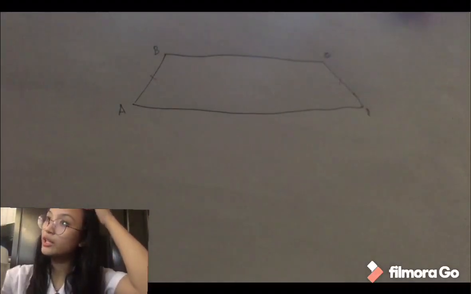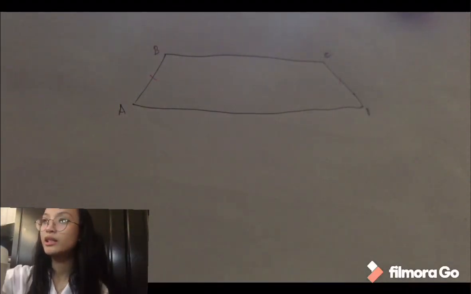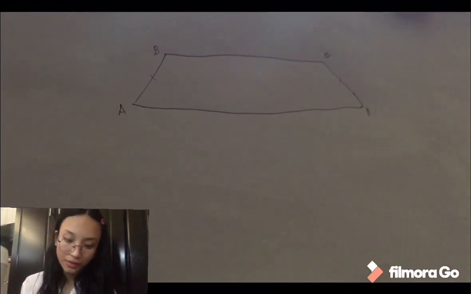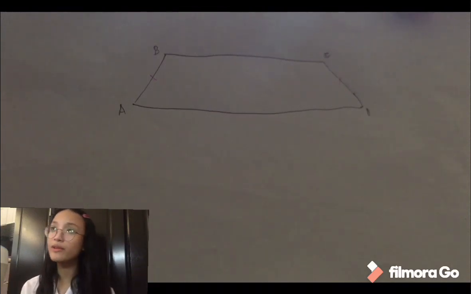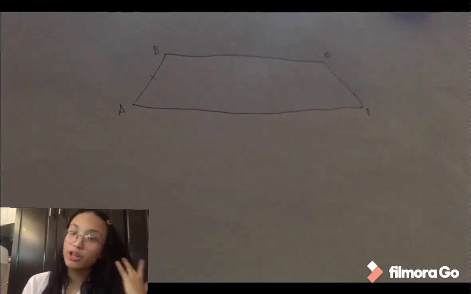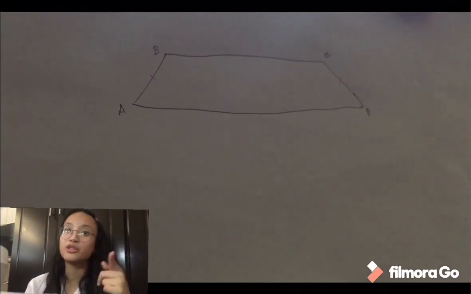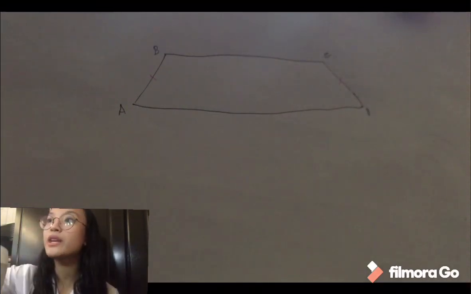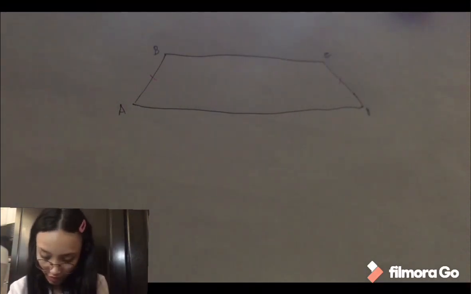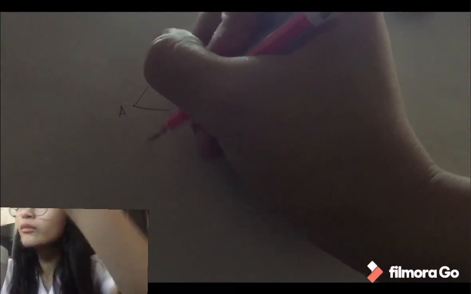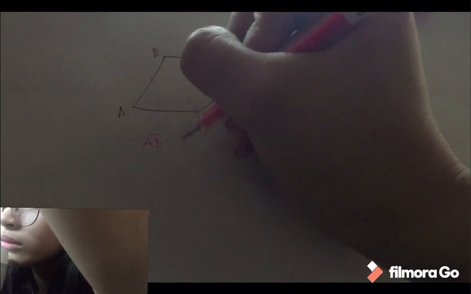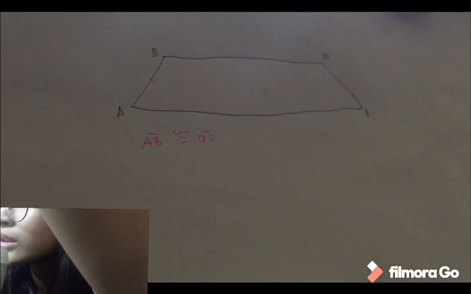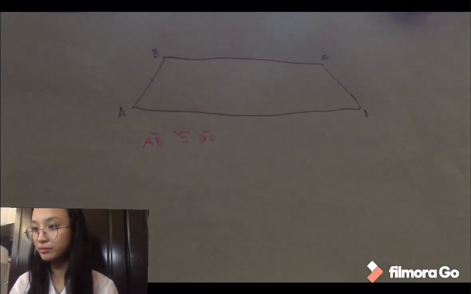As you can see, I drew the slanted lines at the sides, the pink ones. I'm gonna explain why. In solving isosceles trapezoids, there are some things that you need to know. First, you need to know that the legs are congruent. So AB is congruent to CD. You're gonna write it like this: DC.